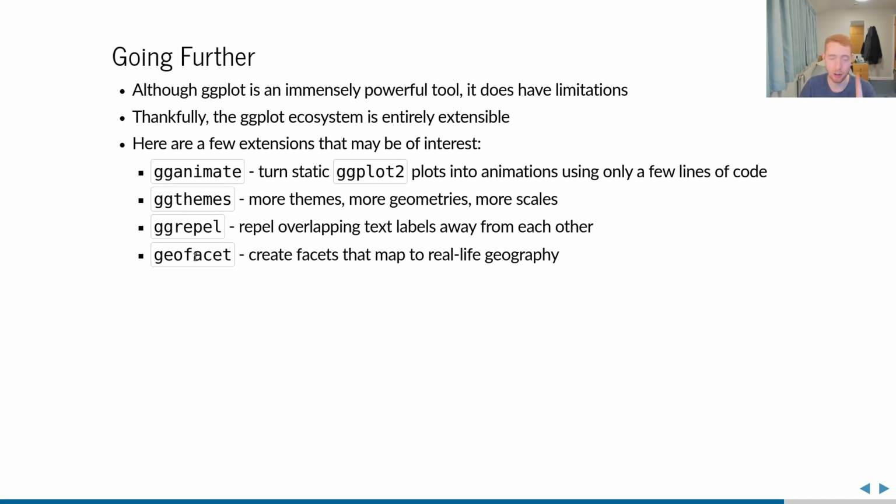And finally, geofacet holds a special place in my heart because I've contributed to this. It is a way of faceting by real-life geography. For example, we could create a map of the UK in which every different region, so northwest, southwest, whatever, had some sort of plot, and those facets were arranged in the actual shape of the UK geography. In the hybrid live session, I'll give an example of this, one that I made, but it's worth having a look at if you search for that on the web.